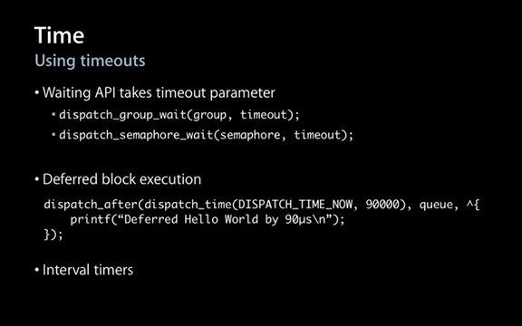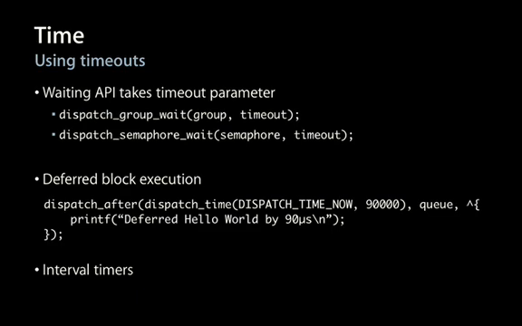We can submit it to the queue right away, but we know it's not going to run for at least 90 microseconds. Of course, we're not guaranteeing that it's going to run exactly at 90 microseconds. If something else is already running on that queue, for example if it's a serial queue, that block has to finish first before this one will proceed, but we are saying it will be enqueued 90 microseconds from now.